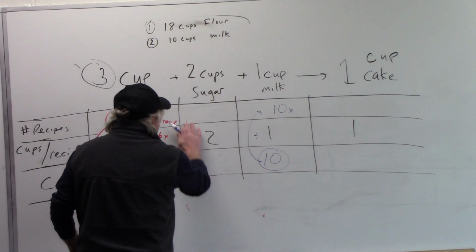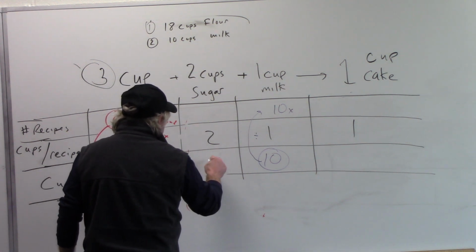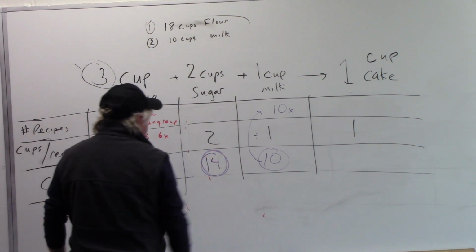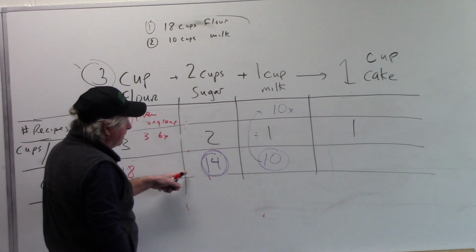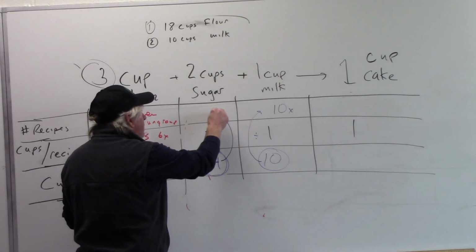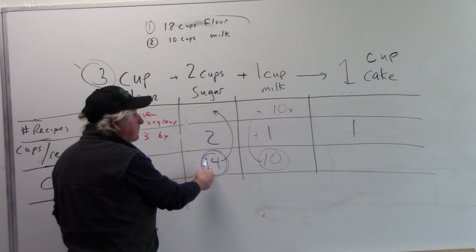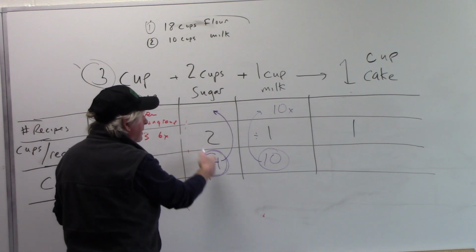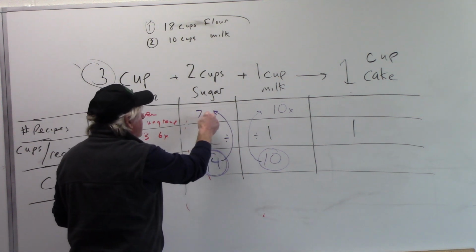Now if you go in the other way, let's say you start out with 14 cups of sugar. How many recipes can you do with that? Well, you divide the 14 up into groups of 2 for 7 recipes.